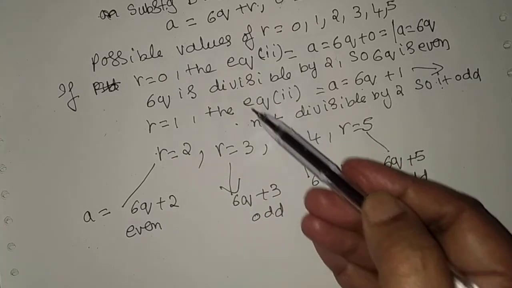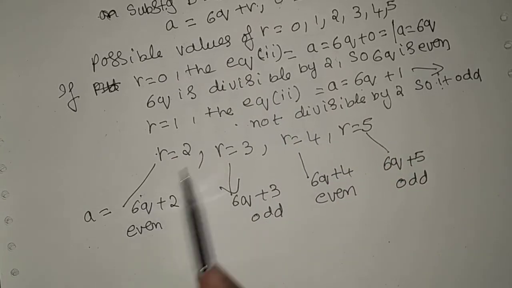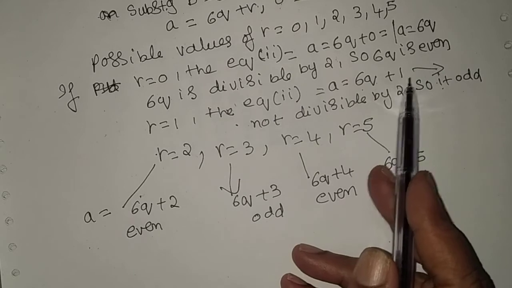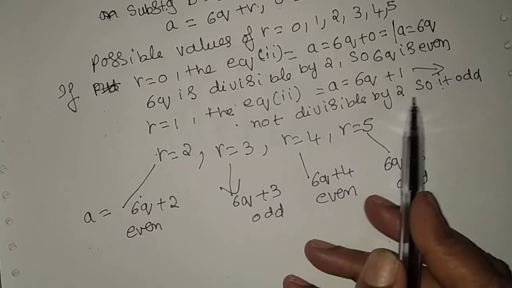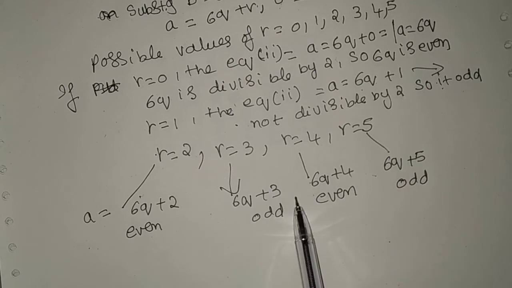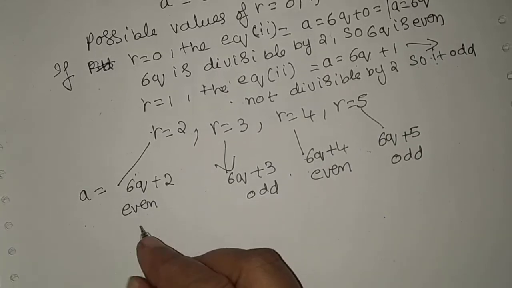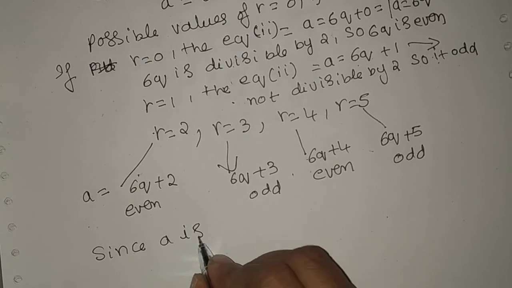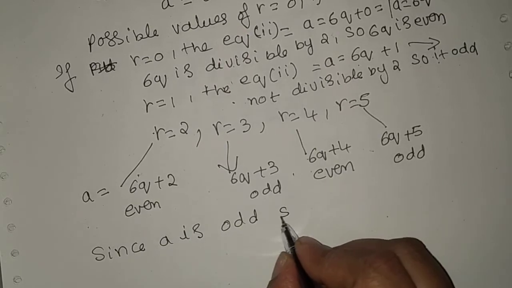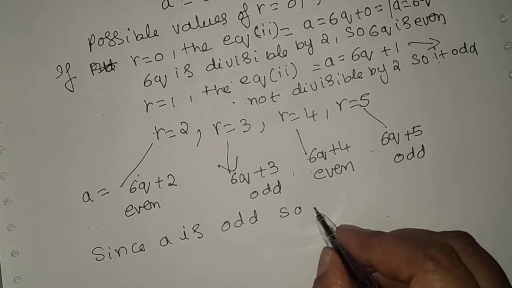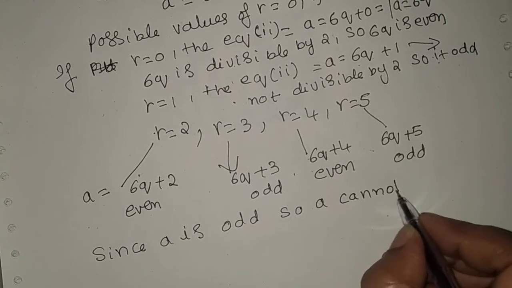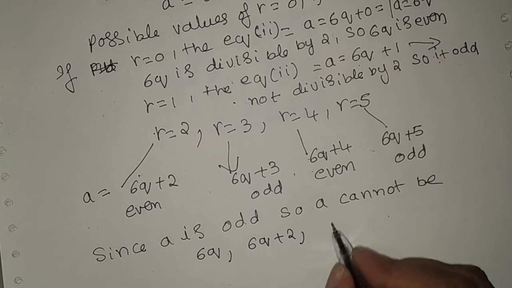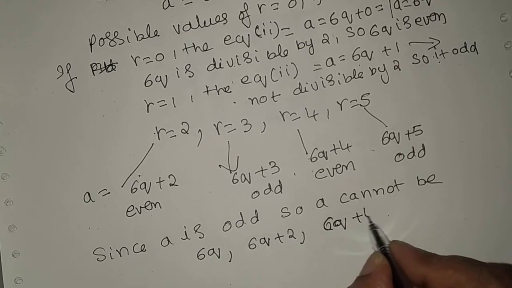You have to write this stepwise, but I have written it in the shortcut way. I substituted r is equal to 0 and showed even, and r is equal to 1 and showed odd. Now see, we are getting alternately even, odd, even, odd. So finally, since a is odd, a cannot be 6q plus 2 or 6q plus 4.